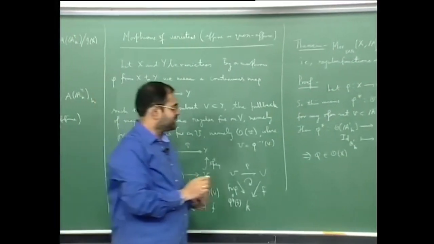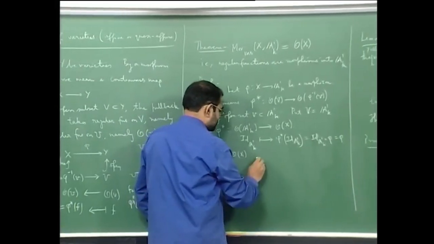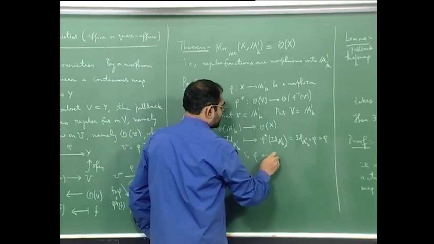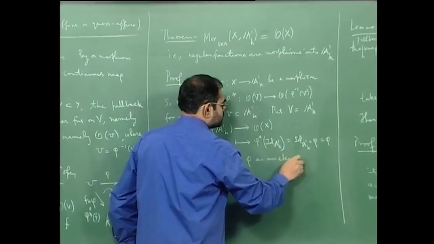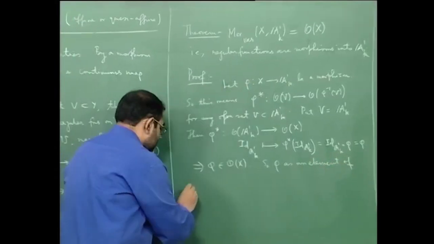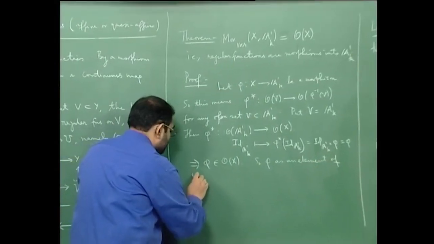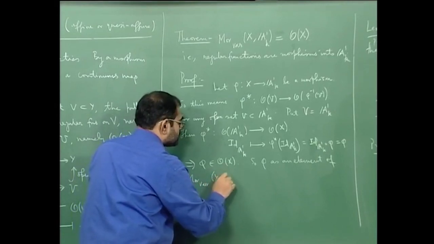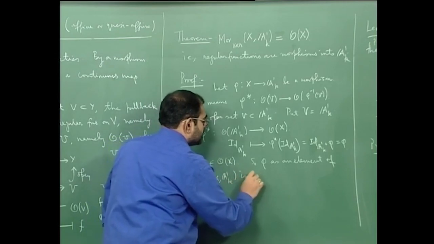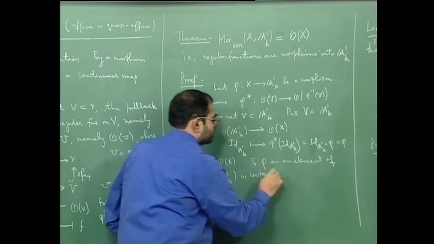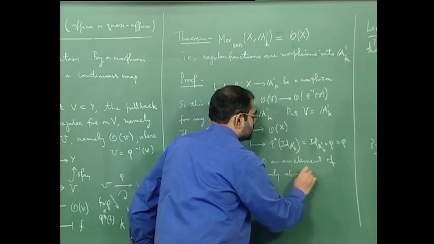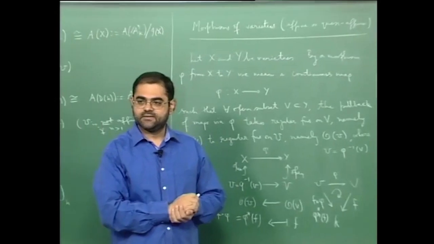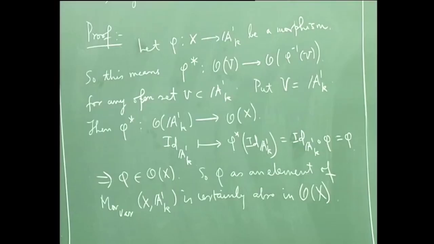Okay. So phi as a morphism of varieties from X to A1 is certainly also in O of X, right. So this is very trivial, all right.